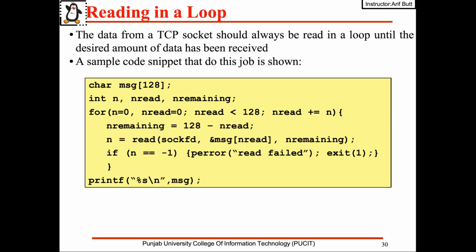Consider a scenario in which the server process has sent 128 bytes of data to the client process in 32 byte chunks using 4 write system calls. On the client side, the client may receive all 128 bytes of data in one read call or maybe in multiple read calls. So use this code snippet whenever reading a TCP socket. Perform your read in a loop to ensure that you have read the entire data.